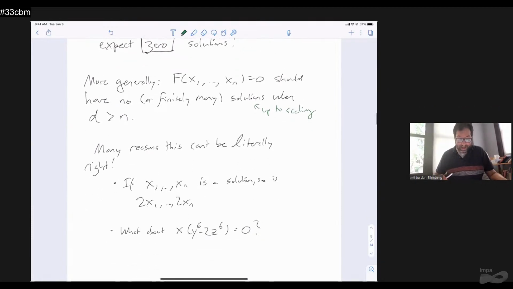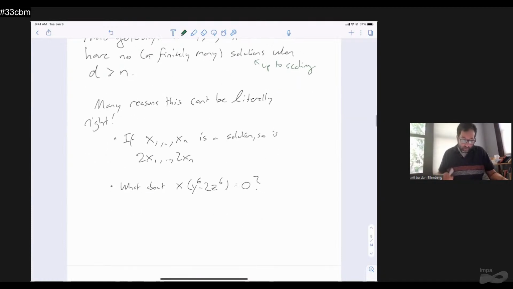But as I said, this is maybe not literally right. Well, I guess this issue of scaling I just addressed up here. So I guess with this little green addition, this part is not a problem. But what about an equation like this? This has x times y to the 6th minus 2z to the 6th equals 0. Well, that has very high degree, right? This is homogeneous of degree 7.